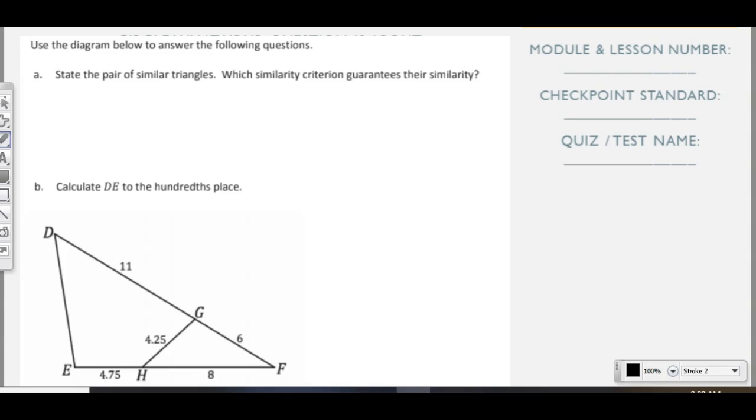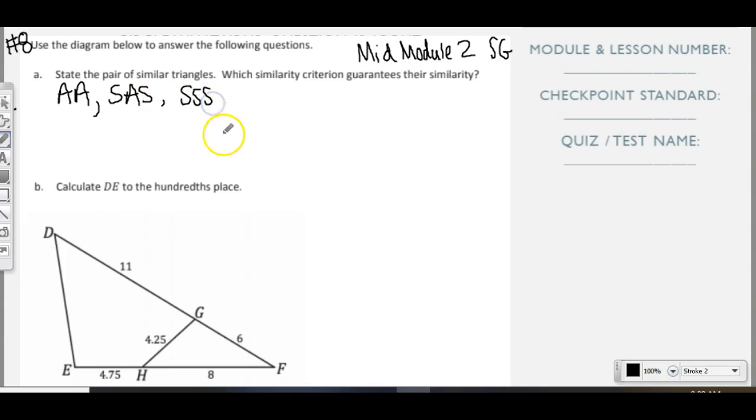So the 3 ways that 2 triangles can be similar is if you know that you have 2 congruent angles. This is from the mid-module 2 study guide, and this is number 8. You could have 2 angles, or you could have 1 angle and 2 proportional sides, or 3 proportional sides.